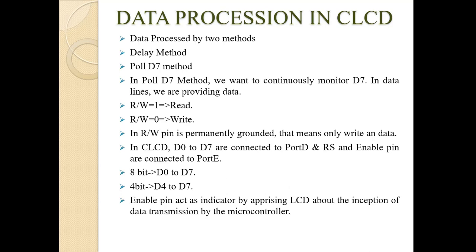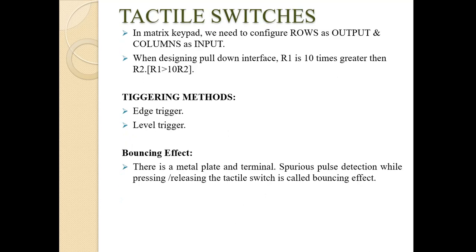In CLCD, D0 to D7 are connected to port D, and RS and enable pins are connected to port E. If 8-bit, then we should use D0 to D7. If it is 4-bit, then we should use D4 to D7. The enable pin acts as an indicator, apprising the LCD about the inception of data transmission by the microcontroller.